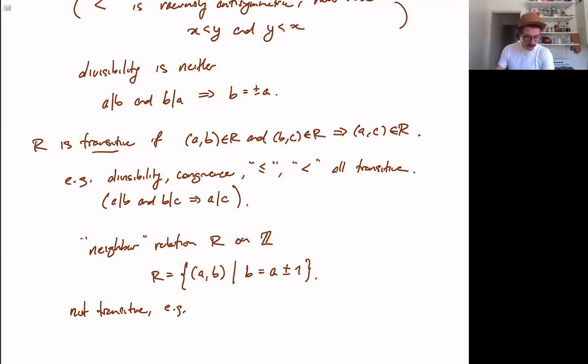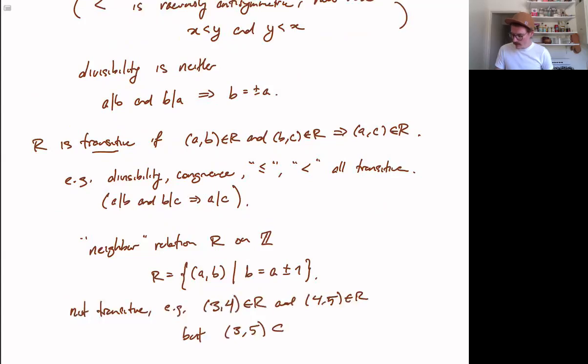But to give an example, (3, 4) is in R because they are neighbors. And (4, 5) is in R, they are neighbors. But we cannot chain these together. (3, 5) is not in R because they are not neighbors.